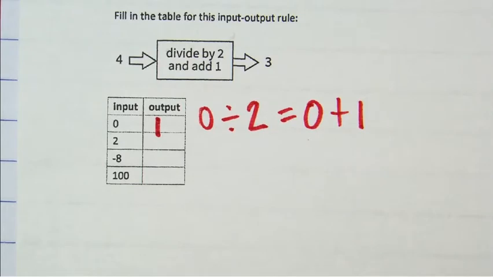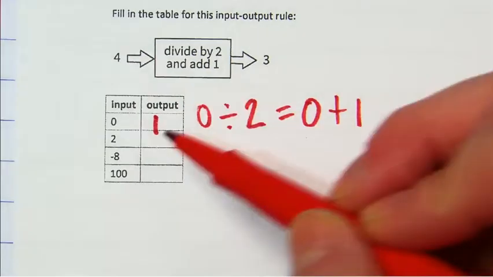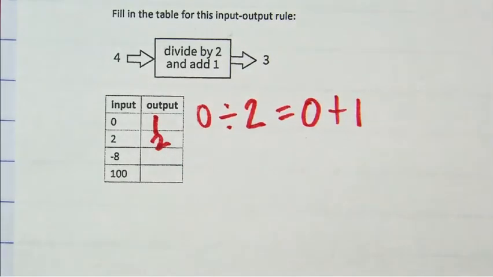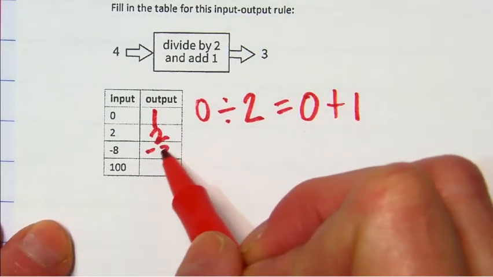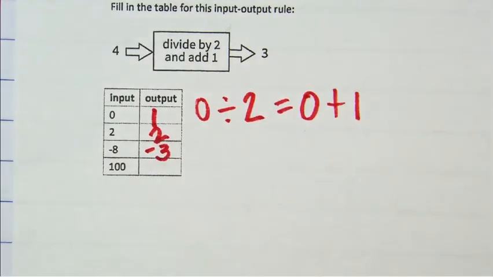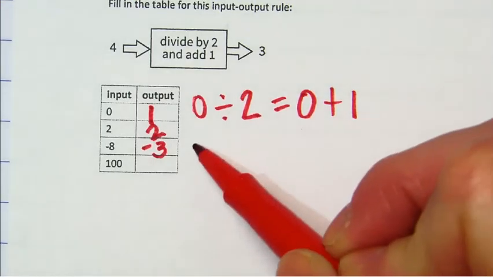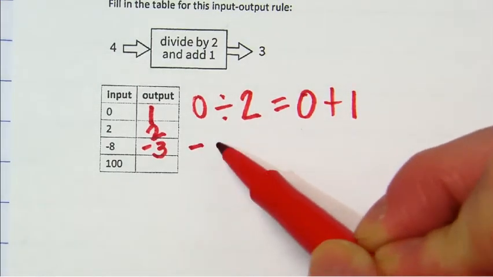The next one should have been simple. 2 divided by 2 is 1. 1 plus 1 is 2. The next one might have been a little tricky if your positive and negative practice is off, but you should have -3. If you did not get -3, make sure that you take a second and double check your work.